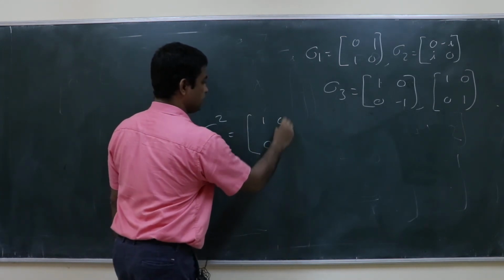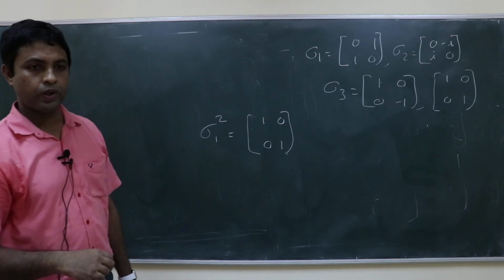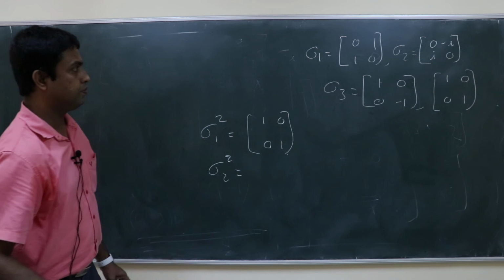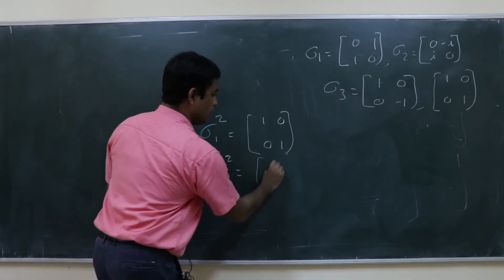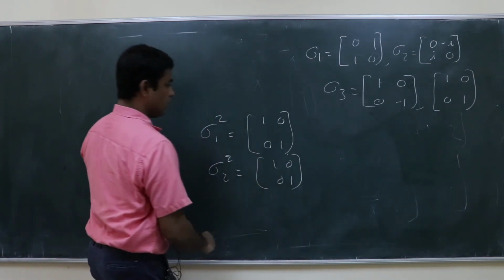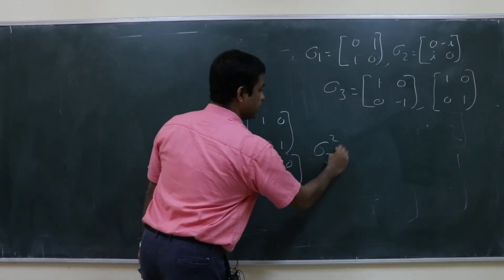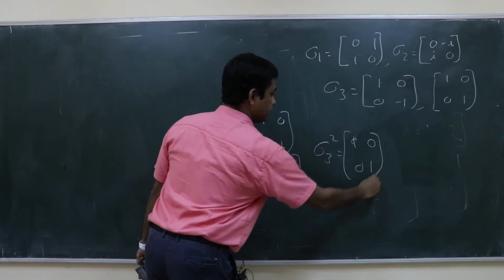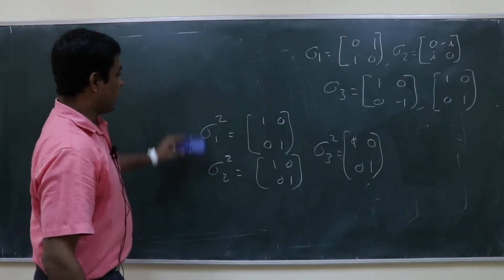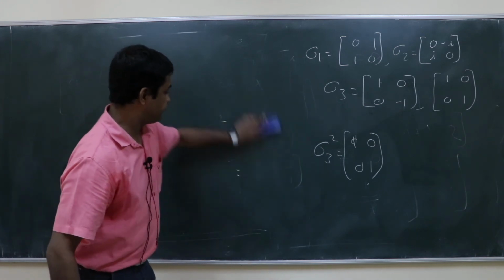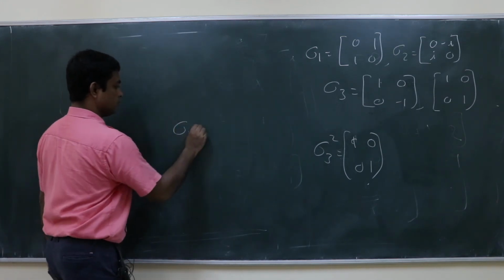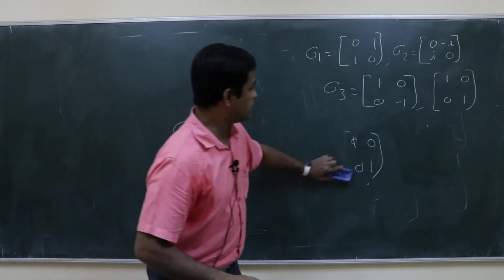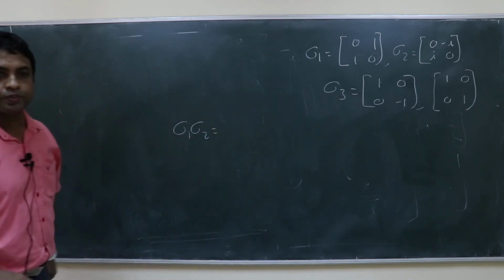Class 1. Identity matrix. Okay. What is sigma 2 square? That is also the identity matrix. So sigma 3 square is also the identity matrix. Okay. So what is sigma 1 sigma 2? You can easily multiply. What is sigma 1 into sigma 2?